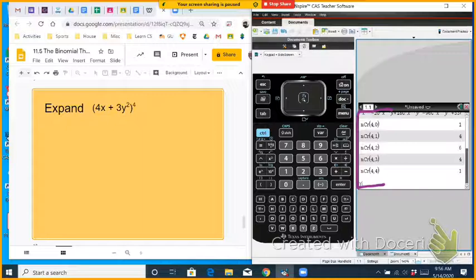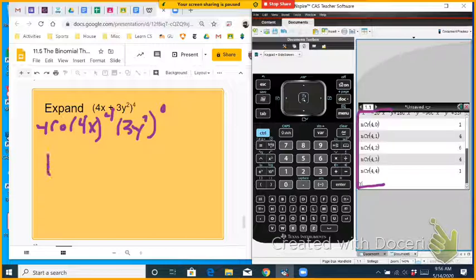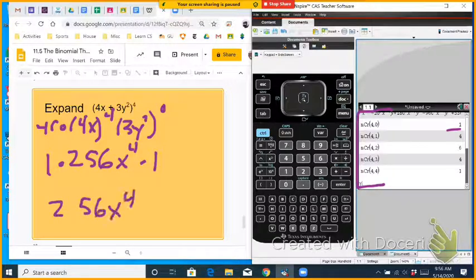Alright, so our first term is going to be 4 choose 0 times (4x)⁴ times (3y²)⁰. So that's going to be 1. 4 choose 0 is 1 times (4x)⁴. So 4⁴ is 256 times x⁴, and then (3y²)⁰ is just 1. So our first term is going to be 256x⁴. Alright, and I'll write that up here because I have no other room to do that. And I'm going to erase it.